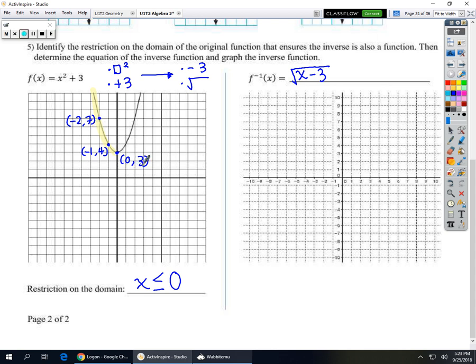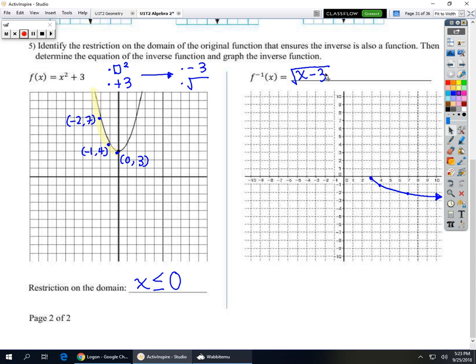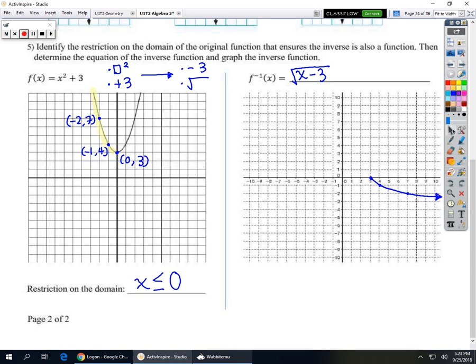Instead of 0, 3, that's going to be 3, 0 again. Instead of negative 1, 4, that's going to be 4, negative 1. Instead of negative 2, 7, that's 7, negative 2. Well, it's not curving up, it's curving down. So we actually need to change the function to make this work. There we go. It's not square root of x minus 3. This is actually negative square root of x minus 3.